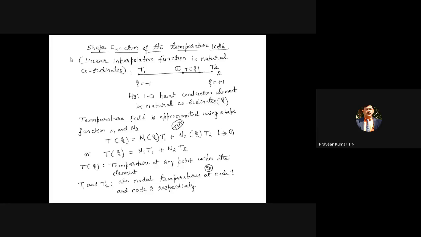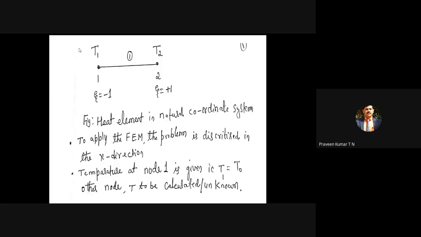Hence, you are going for linear interpolation function in natural coordinate system. If you are familiar with how to derive interpolation function for the beam, then it will be very simple. There are 4 coordinates you have to remember: A0, A1, A2, A3. It's a cubic equation, but you are going for the linear equation. Why you are going for the linear equation is, imagine temperature.